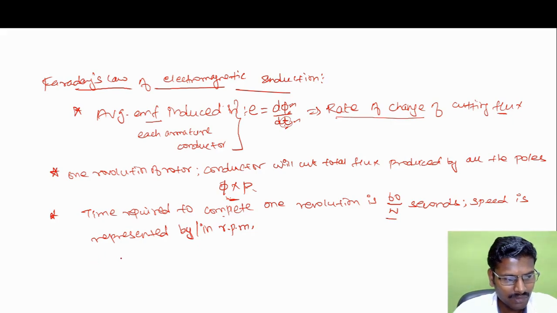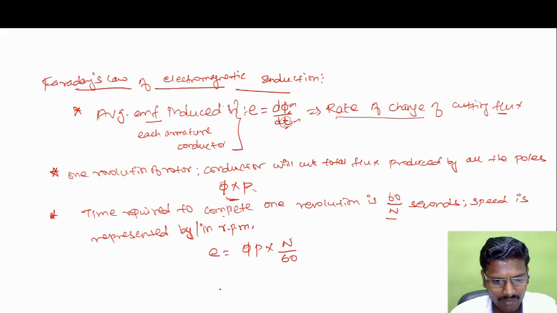Now E will become E is equal to phi P into n divided by 60. Phi P into n, because phi into P divided by... we can write E is equal to, I am going to substitute, let us assume this is equation number 1 and this is equation number 2. And this will be equation number 3.